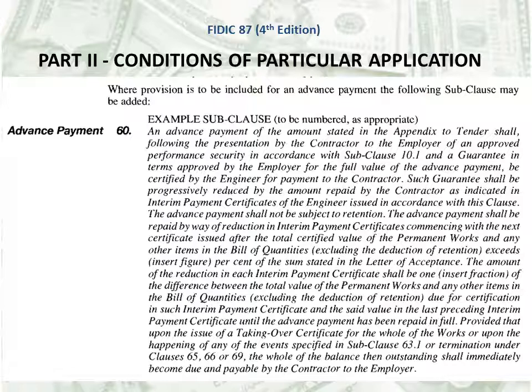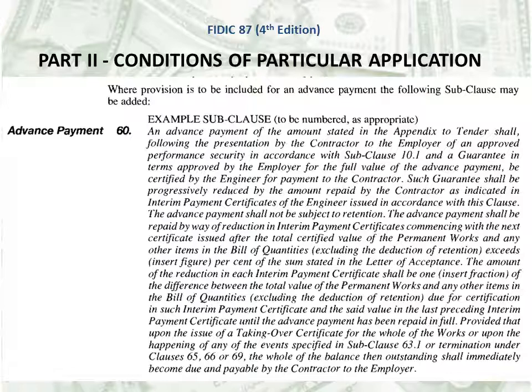The amount of the reduction in each interim payment certificate shall be 1, insert fraction, of the difference between the total value of the permanent works and any other items in the bill of quantities, excluding the deduction of retention, due for certification in such interim payment certificate and the said value in the last preceding interim payment certificate until the advance payment has been repaid in full, provided that upon the issue of a taking over certificate for the whole of the works or upon the happening of any of the events specified in subclause 63.1 or termination under clauses 65, 66 or 69, the whole of the balance then outstanding shall immediately become due and payable by the contractor to the employer.